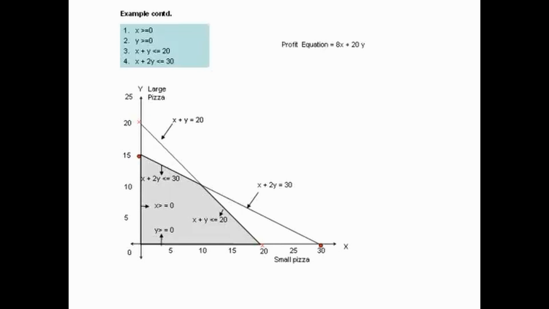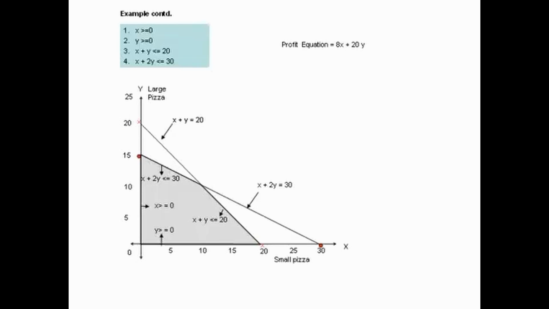Our next task is to determine the maximum profit that the company can make, and that will depend on how many small or large pizzas the company makes. The question goes ahead to tell you that the company will make a profit of $8 on a small pizza and $20 on a large pizza. So the profit equation, as shown here, describes that particular equation.